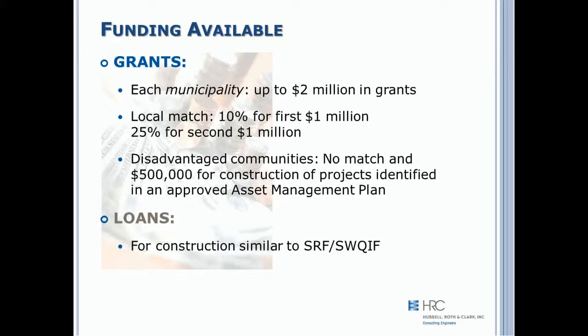So if you kick in $100,000, you get $1 million. So the total program would be actually $1.1 million. For the second $1 million, it's 25% local match. The only exception to this is disadvantaged communities. There's no match required from them. And in fact, they have another benefit that they are eligible for $500,000 in grants for construction of projects identified in an asset management plan.